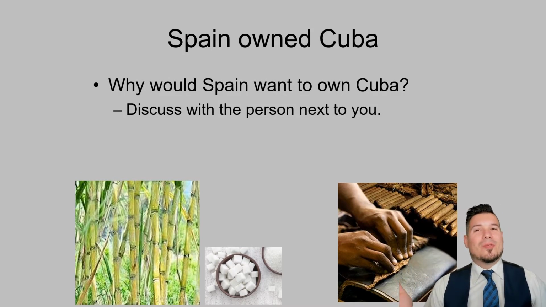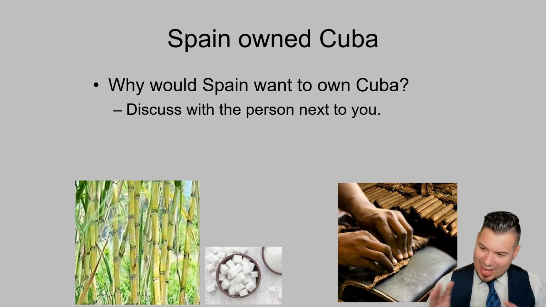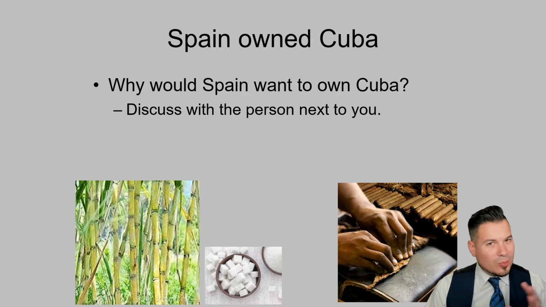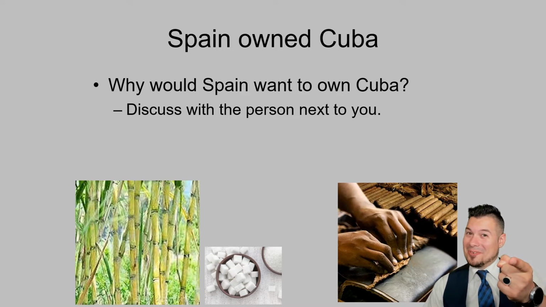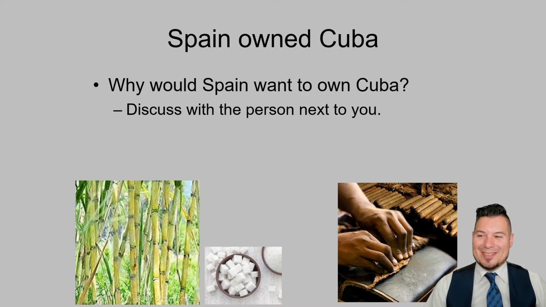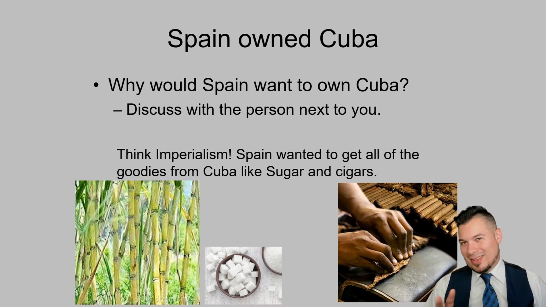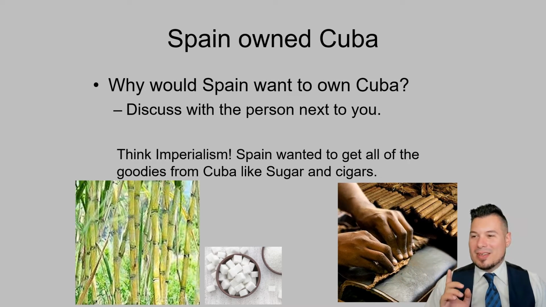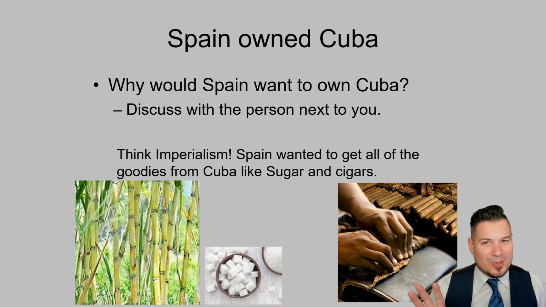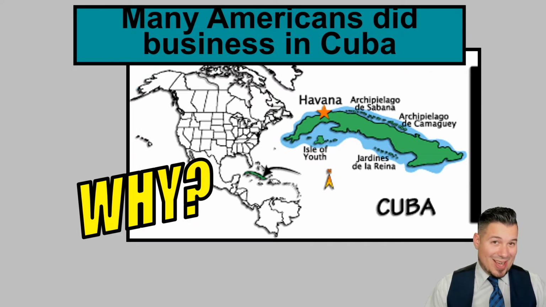Why do you think Spain would want to own Cuba? Again, look around right here at these pictures. What could possibly come of this? Natural resources, right? That's right. Cuba is known really for two big things. Think imperialism, right? Spain gets all the goodies from Cuba. Sugar and cigars. Two big exports from Cuba, even to this day.